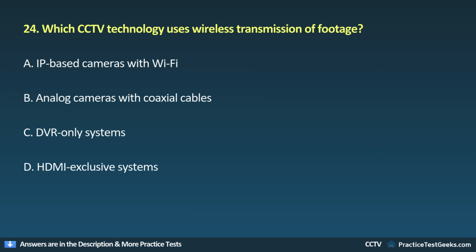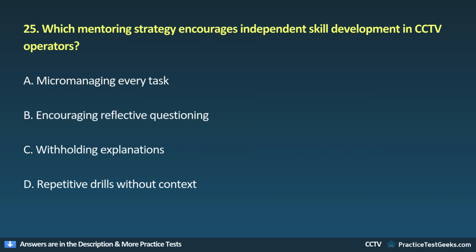24. Which CCTV technology uses wireless transmission of footage? A. IP-based cameras with Wi-Fi. B. Analog cameras with coaxial cables. C. DVR-only systems. D. HDMI exclusive systems.